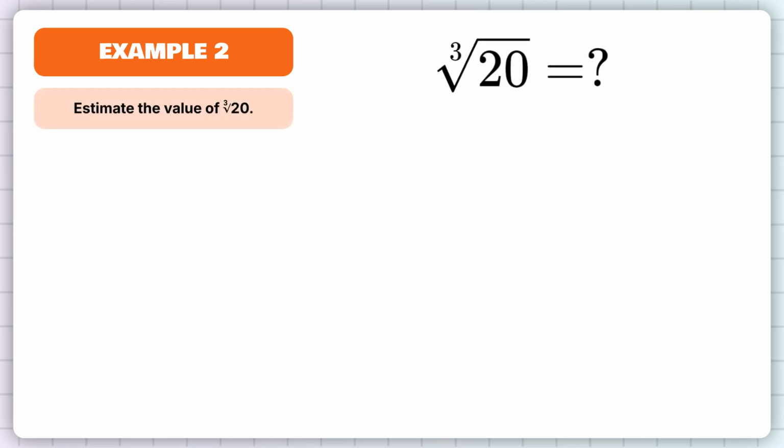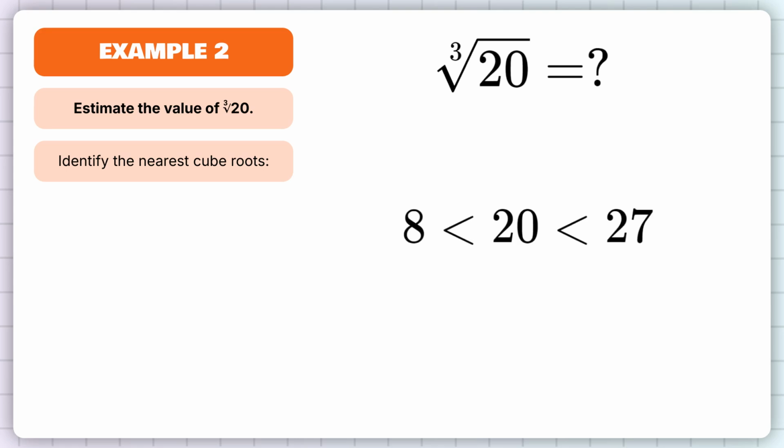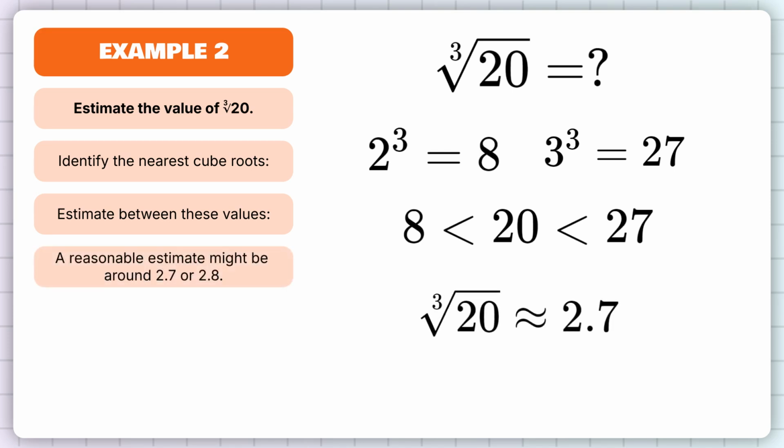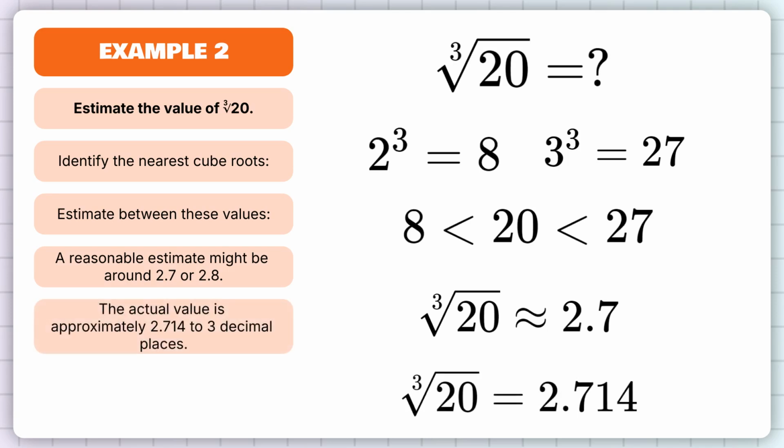Now let's try a final example. Estimate the value of the cube root of 20. First, let's identify the nearest cube roots. We know that 20 is between 8 and 27, since 2 cubed equals 8 and 3 cubed equals 27. Then let's estimate between these values. Since 20 is closer to 27, the cube root of 20 will be closer to 3 than 2. A reasonable estimate might be around 2.7. The actual value is approximately 2.714 to 3 decimal places, to which our estimate is quite close.